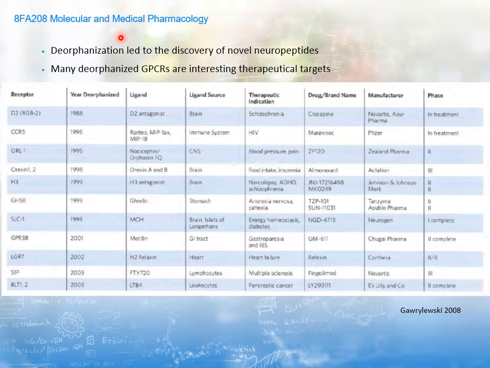So de-orphanization started already in the 90s, at the end of the last century. De-orphanization led to the discovery of multiple novel neuropeptides. Many of the G protein coupled receptors that were deorphanized were interesting therapeutic targets. And in this table from a paper by Gavrilesky in 2008, you can find different receptors and the year they were deorphanized, which were their ligands, where they were found, and what therapeutic indication they could have. So obviously, this deorphanization led to the discovery of new medicines, and that was very promising.